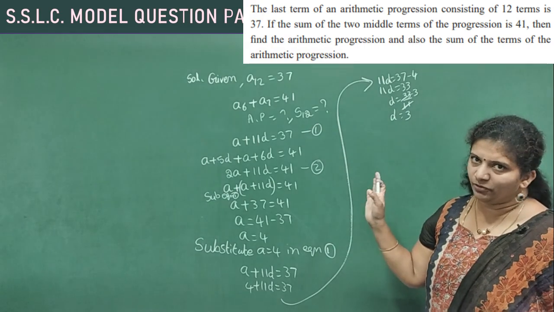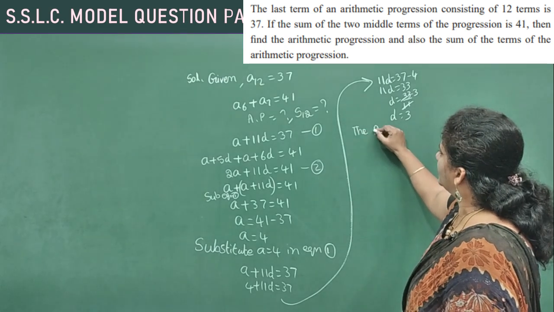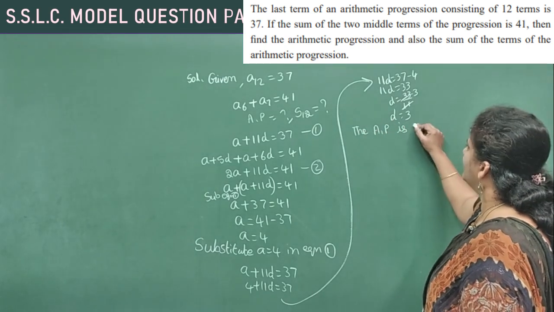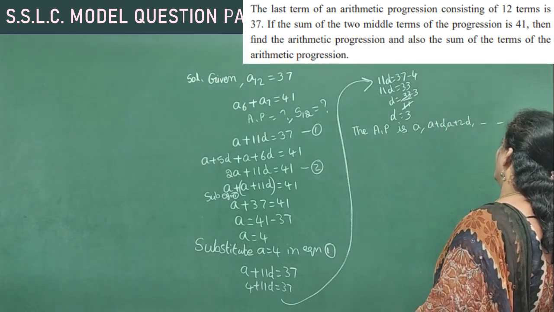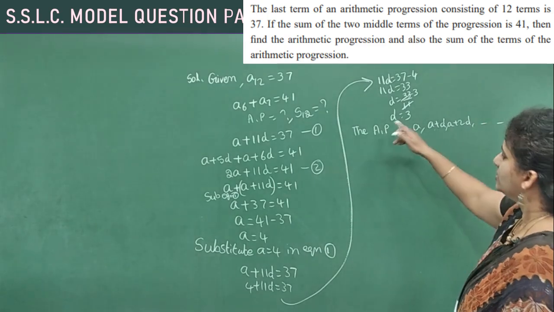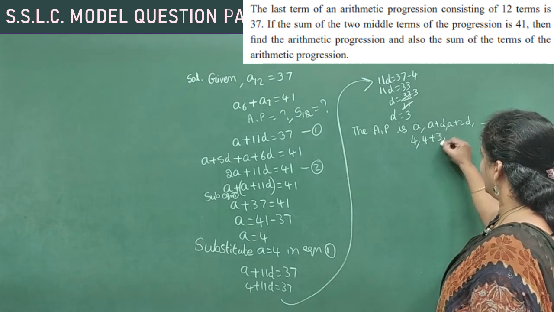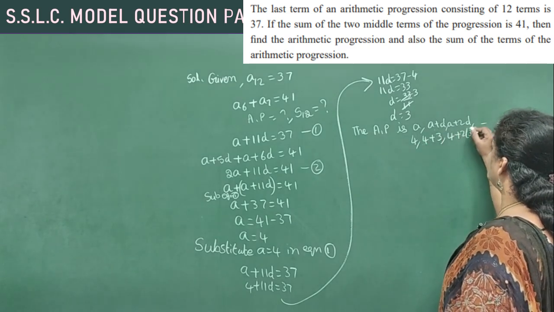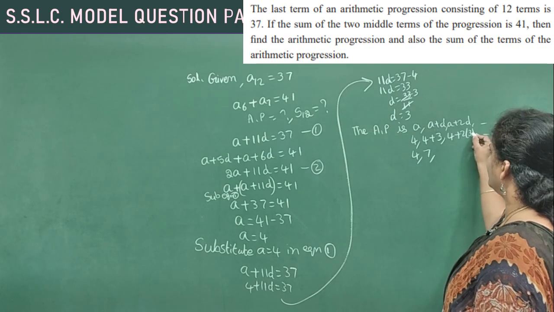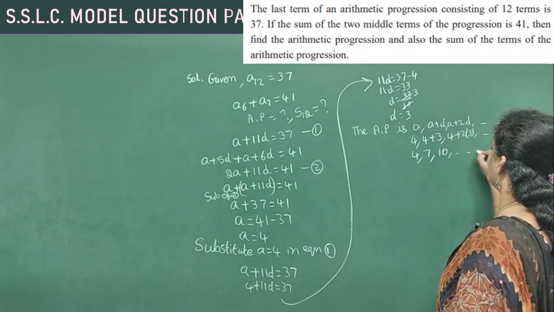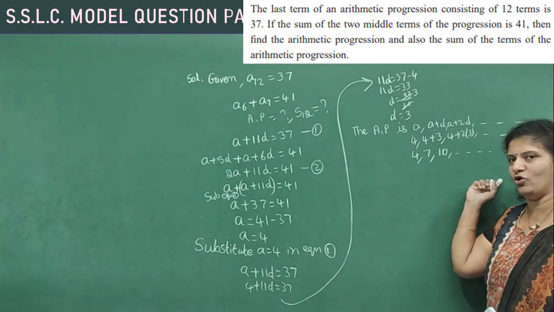Okay, to find the arithmetic progression, A and D are enough. So the arithmetic progression is A, A plus D, A plus 2D, and so on, the general form of the arithmetic progression. So directly you can substitute the A and D values: 4 plus 3, 4 plus 2 into 3, and so on. 4 plus 3 will be 7, then 7 plus 3 will be 10, and so on. Therefore, the arithmetic progression is 4, 7, 10, and so on.